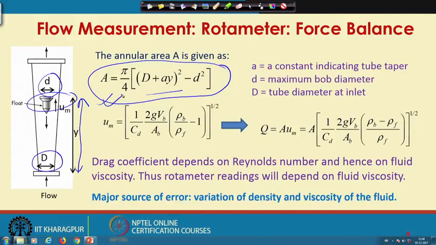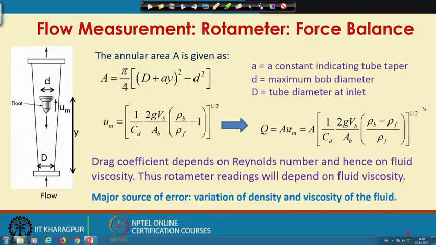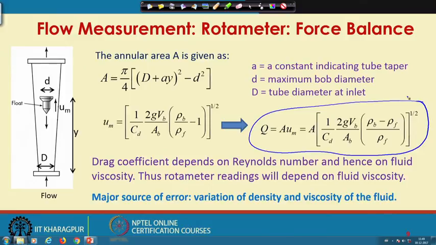I have already got an expression for u_m as follows. So, just multiply A with this expression to get the volumetric flow rate. Note that I have done this simplification to get (rho_b minus rho_f) by rho_f here. So, finally, I get the volumetric flow rate expression for the rotameter as this.